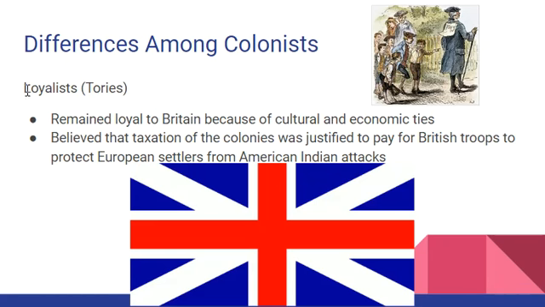Next, there are people called loyalists, also known as Tories. They wanted to remain loyal to Britain because of cultural and economic ties. So these are people that still liked England. They believed that taxation of the colonies was justified to pay for British troops to protect European settlers from American Indian attacks. So they thought, I don't care if we pay taxes, that's fine, because if we pay taxes, England's gonna provide troops to protect us.